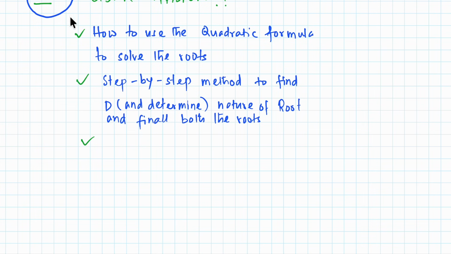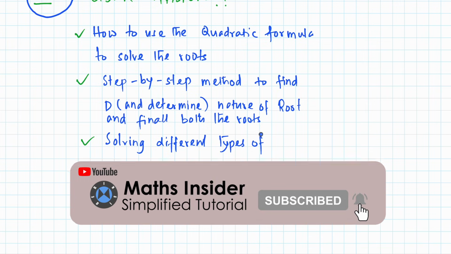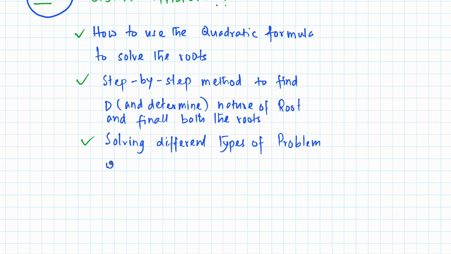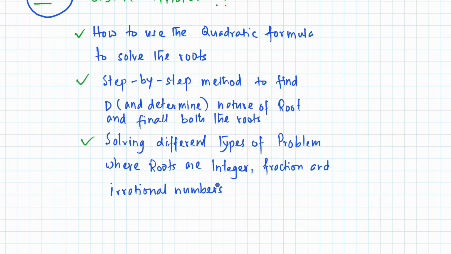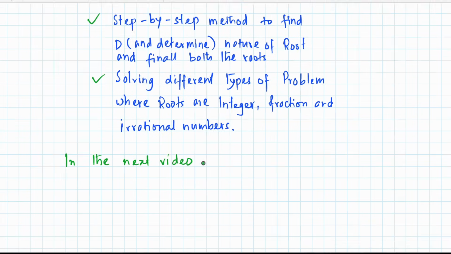Third, solving the different types of problems where the roots are either integers or fractions, or they come as irrational numbers. These are the things that we have learned so far, and always remember, don't get puzzled if the answer comes as an irrational number. We have seen that an irrational number is a part of roots.